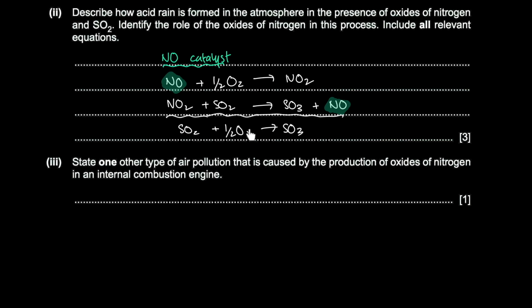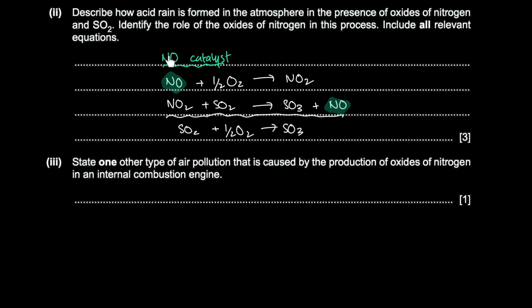This equation is the equation for the formation of sulfur trioxide from sulfur dioxide. This can only happen in the presence of a catalyst. Otherwise, this reaction has a very high activation energy, right? We need a catalyst for this reaction, either vanadium 5 oxide in the contact process or oxides of nitrogen in the atmosphere.